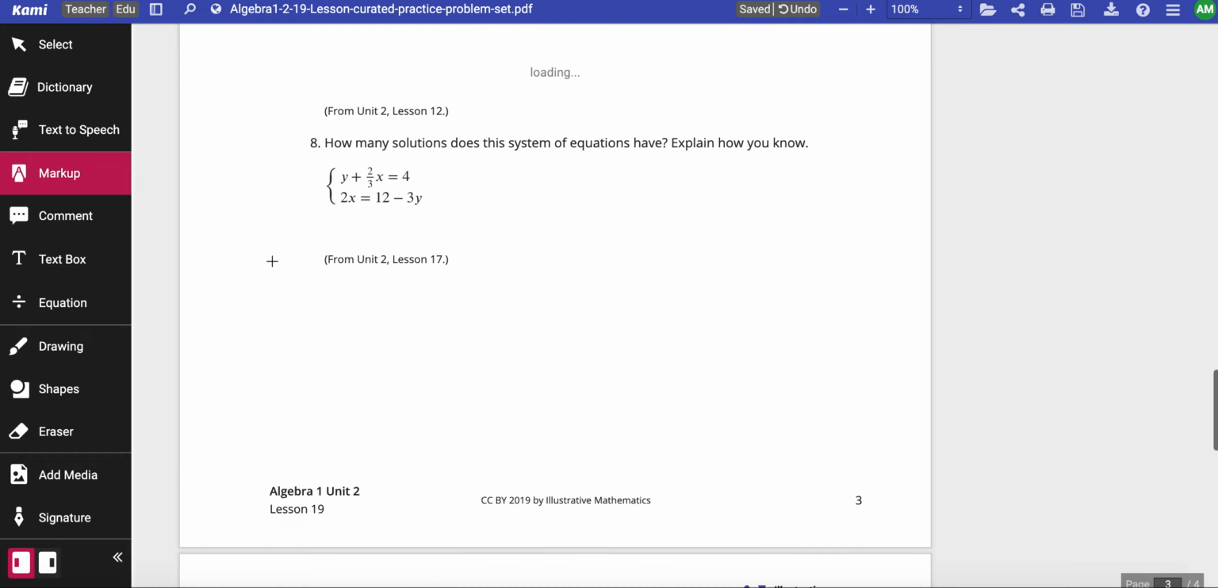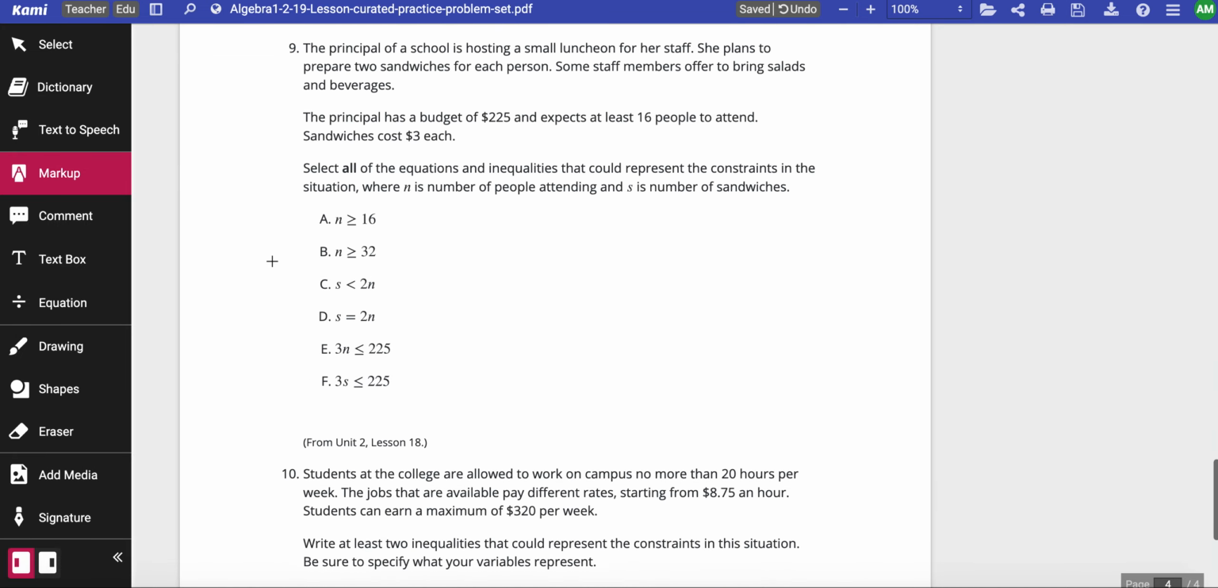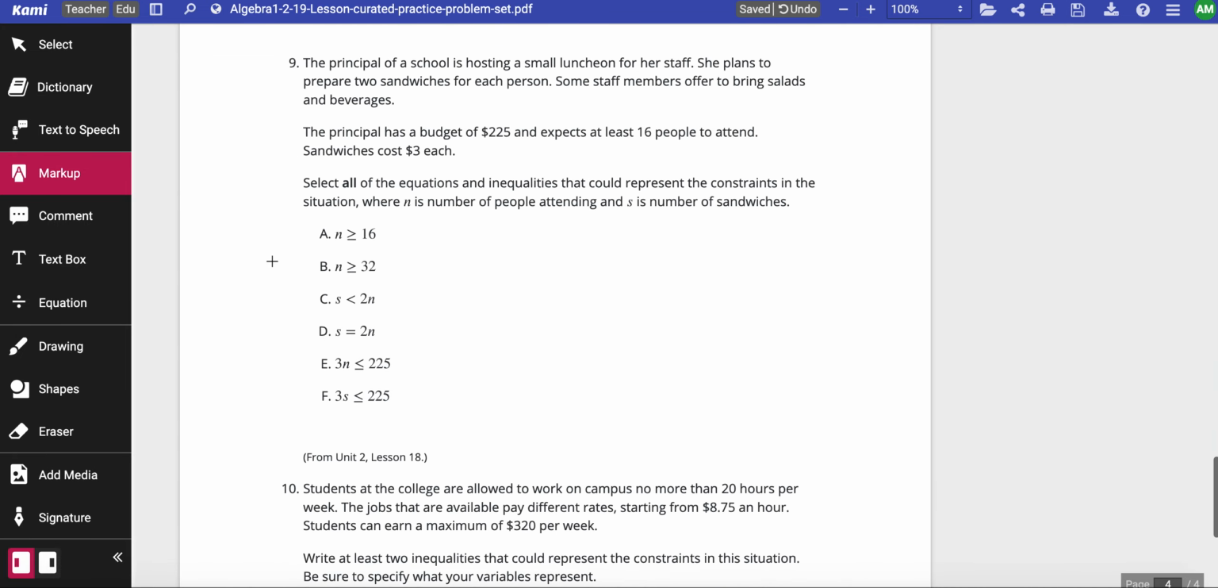Okay, now to number 9. The principal of a school is hosting a small luncheon for her staff. She plans to prepare 2 sandwiches for each person. Some staff members offer to bring salads and beverages. So they give you a budget of $225. They expect at least 16 people. Sandwiches are $3 each. Each person gets 2 sandwiches. So select all the inequalities that could represent the constraints.